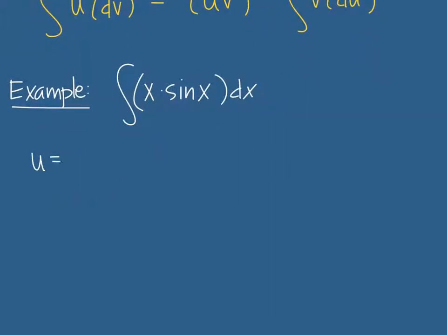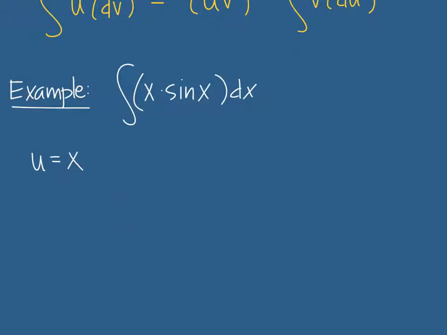You assign your U using the LIPET test. There's no log, there's no inverse, so that's a polynomial, and so X would be the first one. Then the du would simply be dx, and that's your first clue that regular U substitution doesn't work, because there's nothing to reduce out the x. So that's your first clue. It's not going to be regular U substitution, so I'm going to get rid of that.